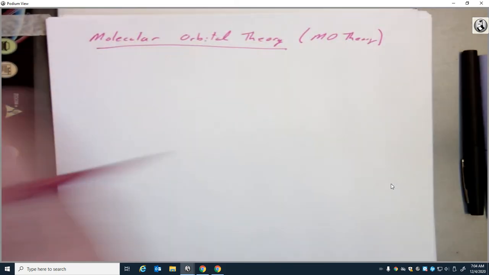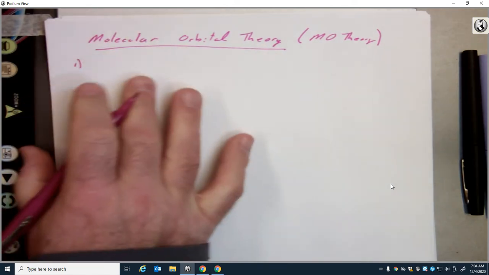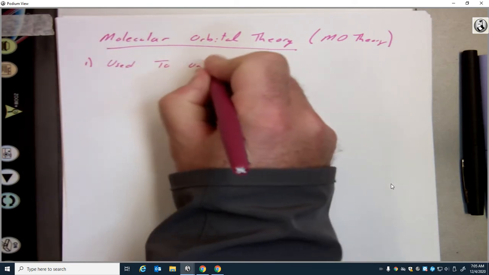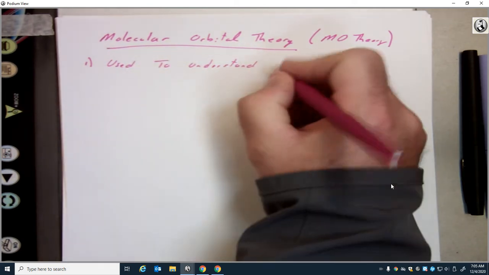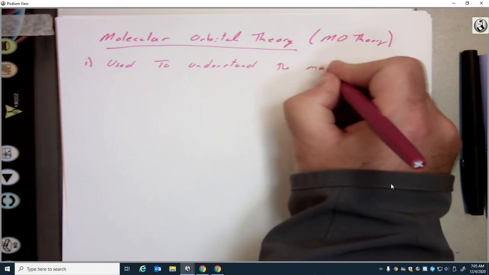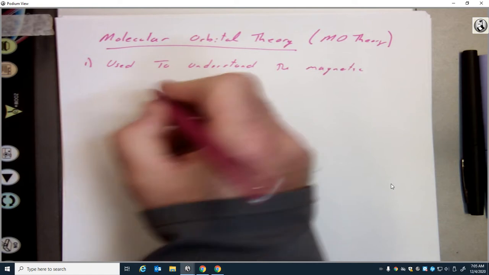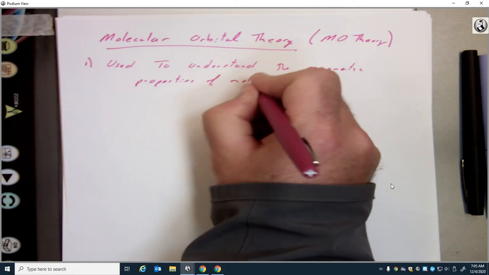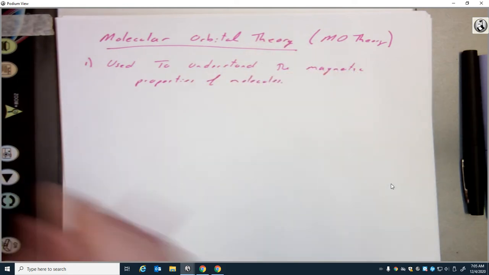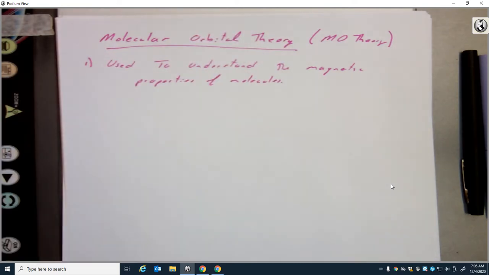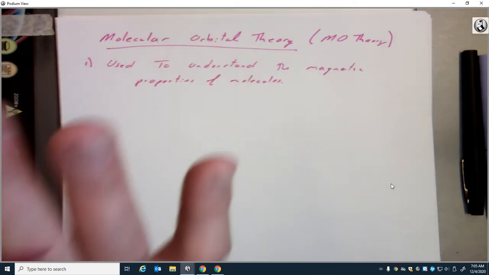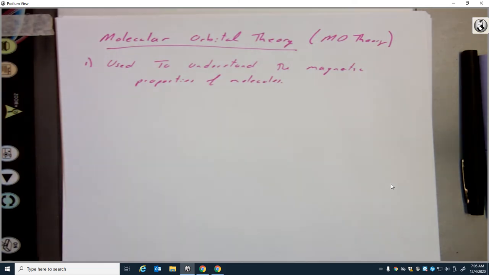So, molecular orbital theory. It's used to understand the magnetic properties of molecules. I'm going to be honest, molecular orbital theory is wacky. This is some stuff that's far out, and it's pretty hard. So we're really just going to hit real basics of molecular orbital theory.